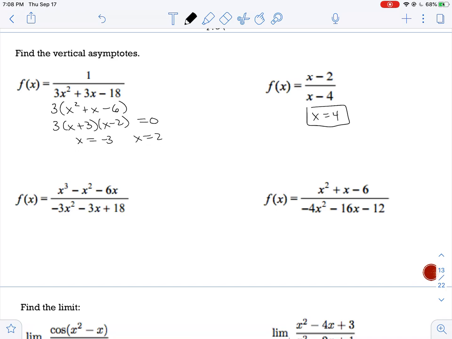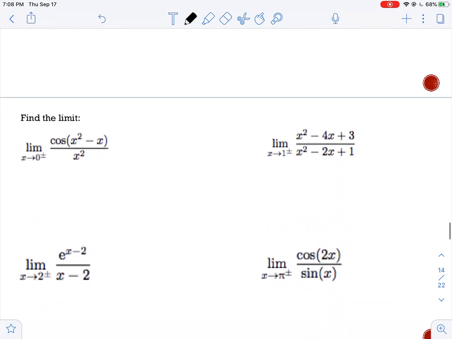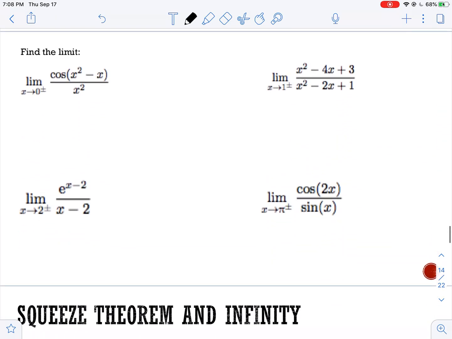For the next one, where does the denominator equal 0? It would equal 0 at x equals 4, so that would be the vertical asymptote for that graph. So you guys go ahead and find the vertical asymptotes of the bottom two, and you can check your work against the finished notes from class today.